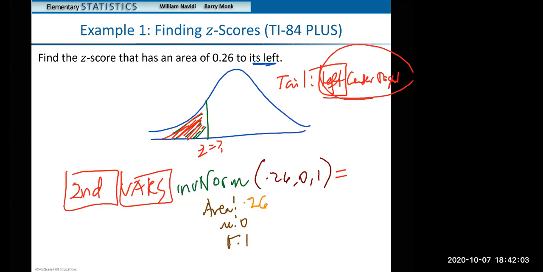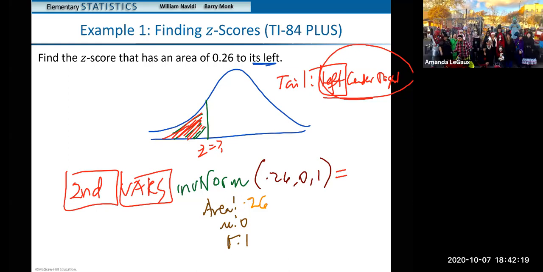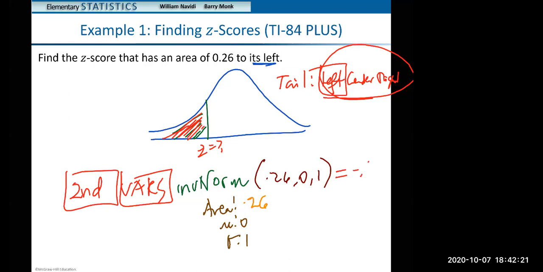Okay, so what's your answer? Oh, most of you have negative 0.64. Did you get the same thing, negative 0.64, when you highlight left? Yes. So negative 0.64. This time, I want you to use 2 decimals. If I'm asking you to find the z-score, just use 2 decimals. Okay, so that is negative 0.64. Any questions?